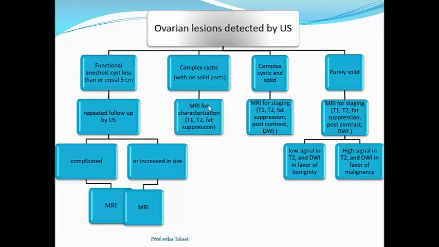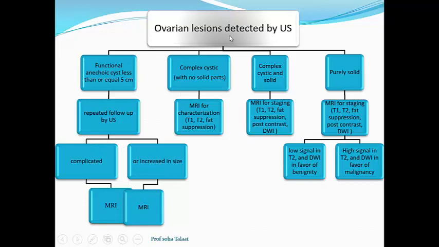So to sum up, ovarian lesions detected by ultrasound, if they are functional cysts less than or equal to 5 centimeters, please don't do another imaging modality. Just repeat follow-up ultrasound. If it is complicated or increases in size, we can go to MRI.